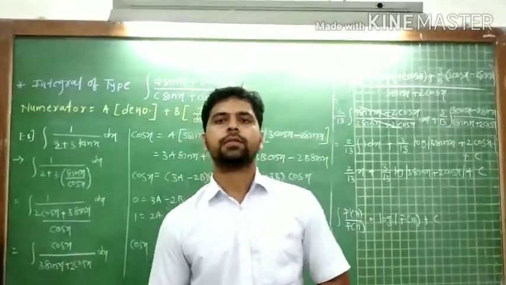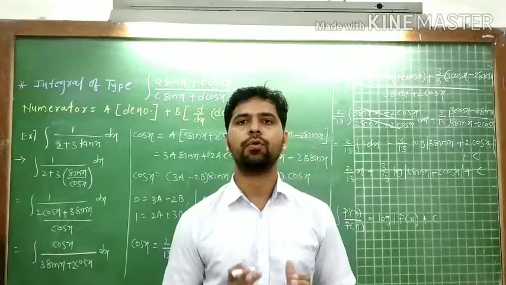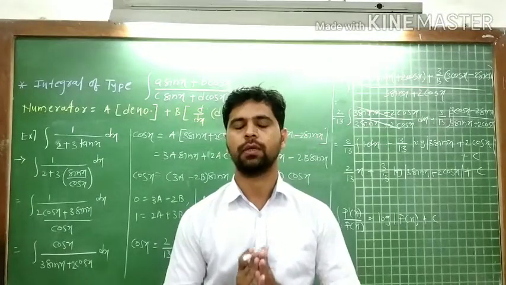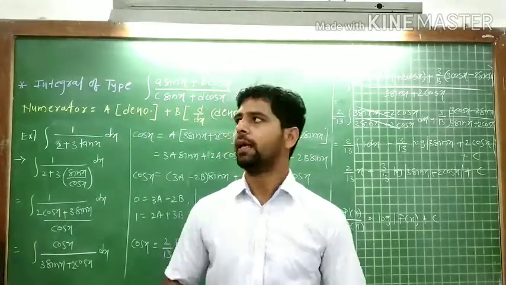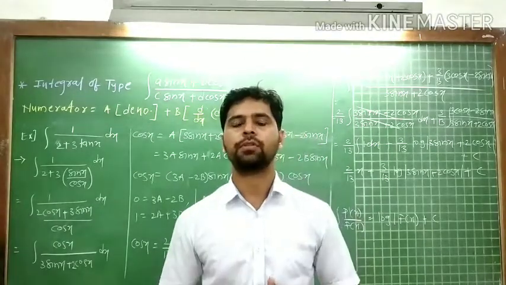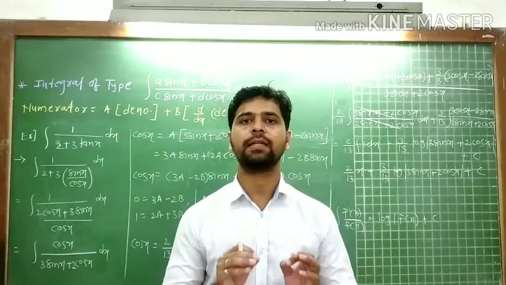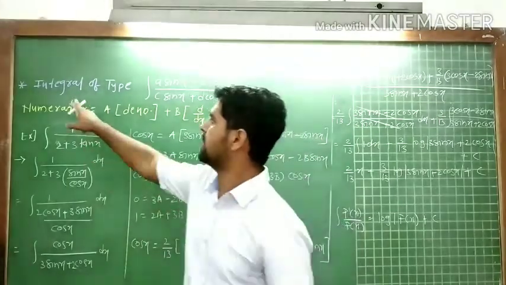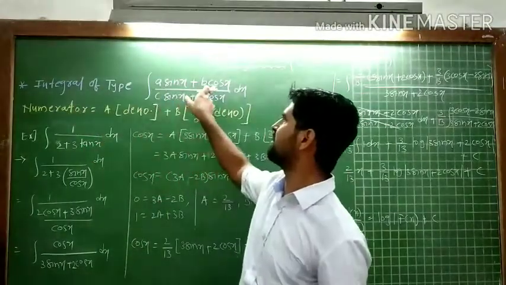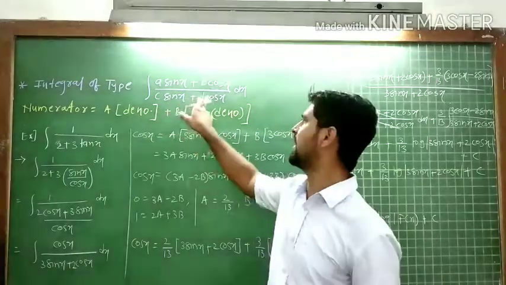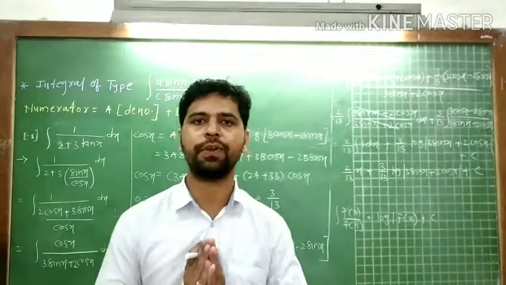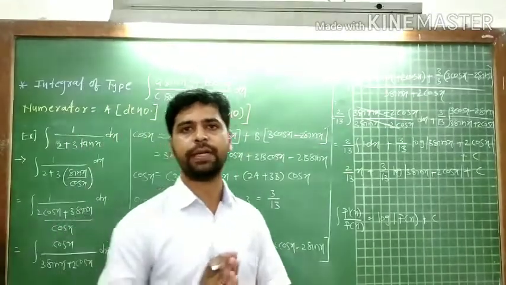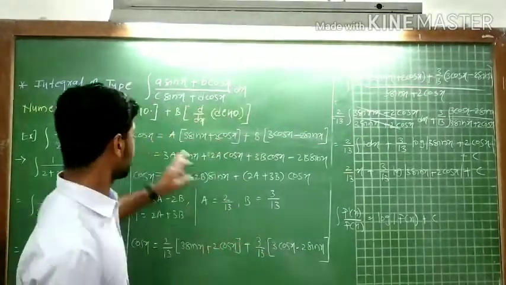Hello students. So in the last video we have seen how to integrate using the method of substitution. Now we have seen one example also in the same exercise, but the type was different. The type was the integral of a sin x plus b cos x divided by c sin x plus d cos x. If you have this type of integration function, then how to integrate this? That also we have seen.